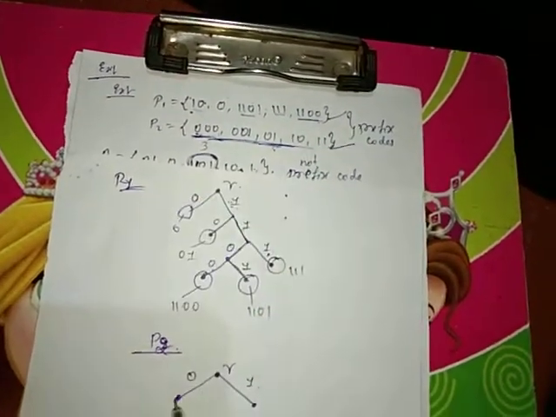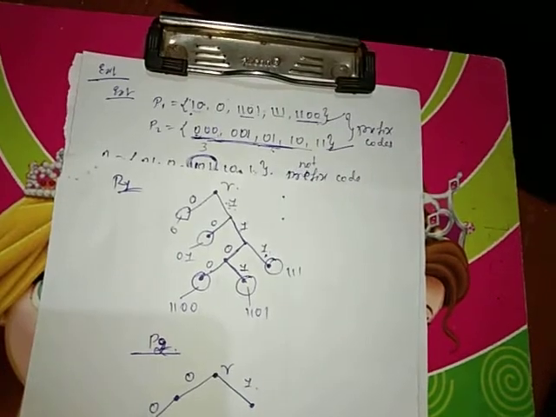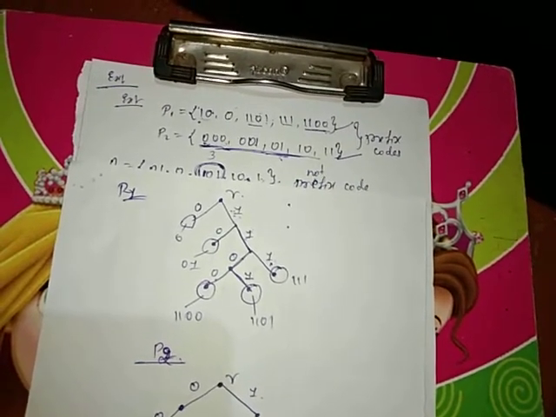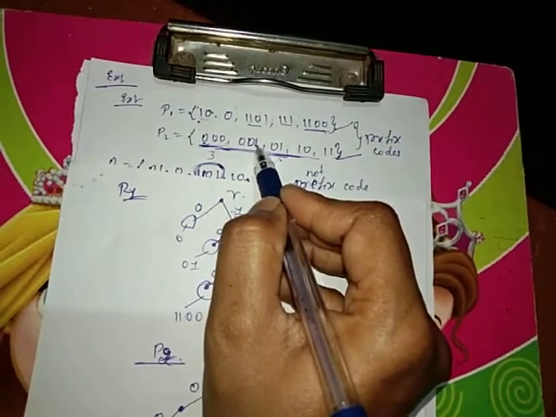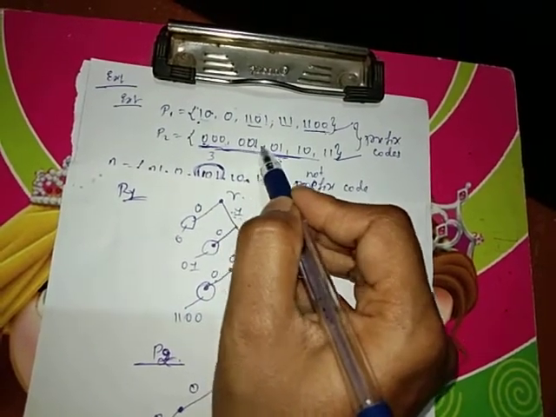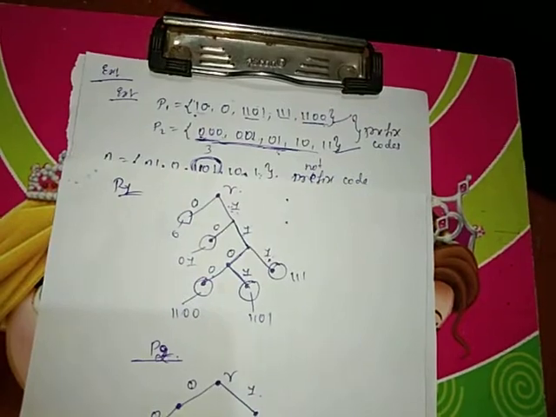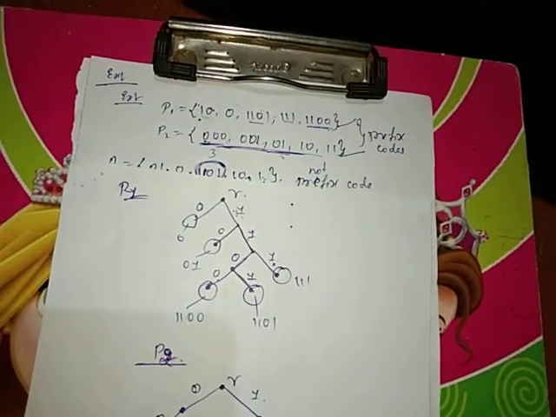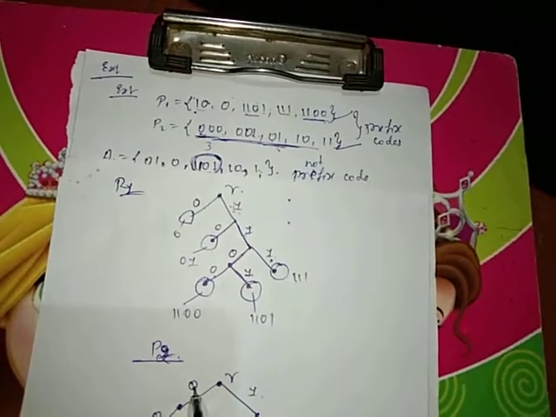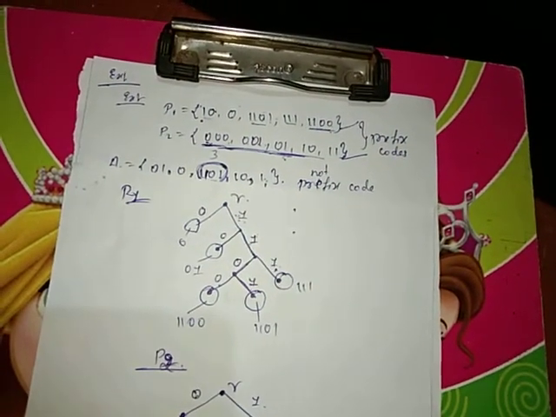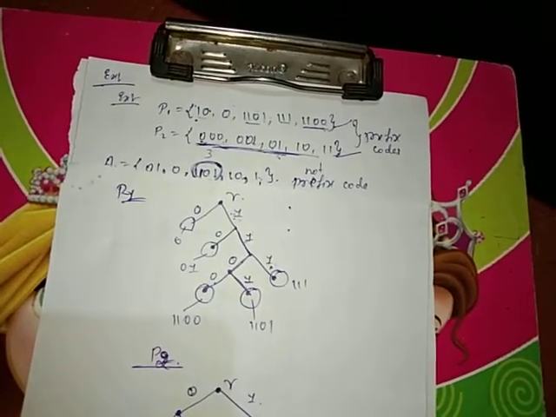To get 000, move to the left side. Next we need 0 0 1. Next we want 0 1. Already 0 is there. Just move on to the right side. We get a 1.